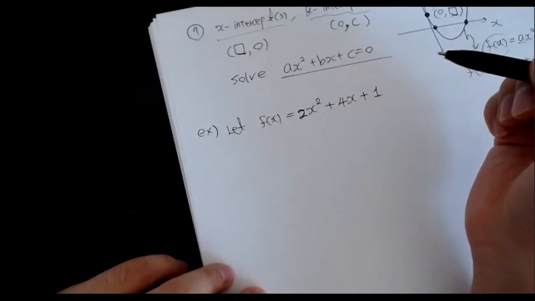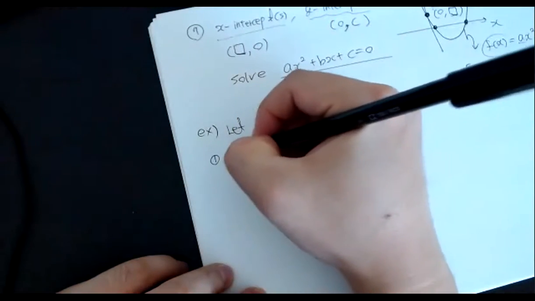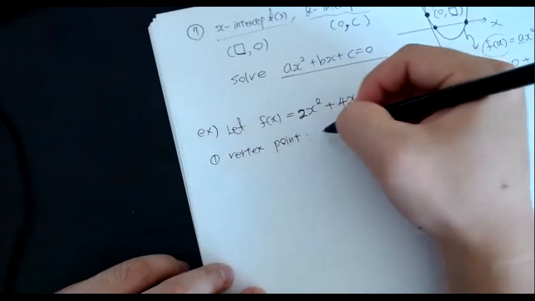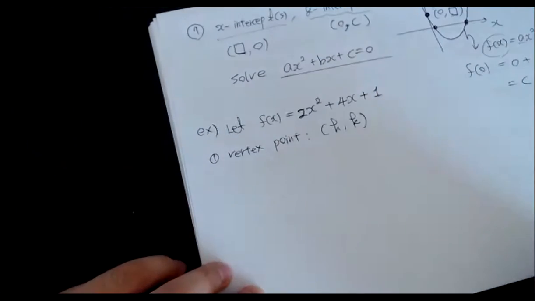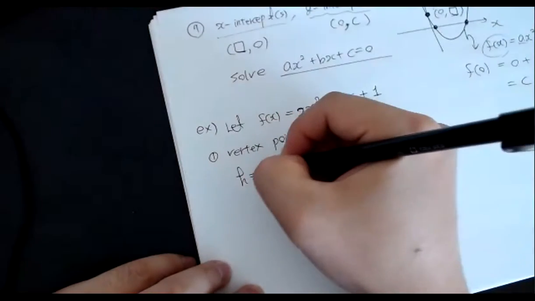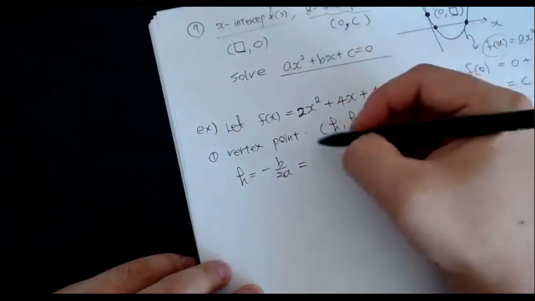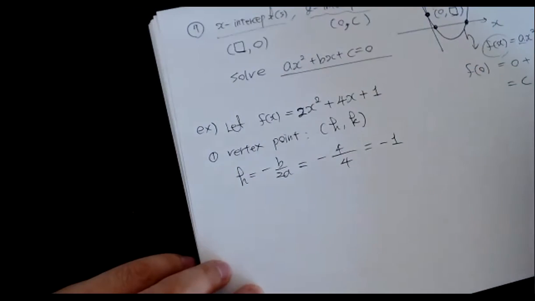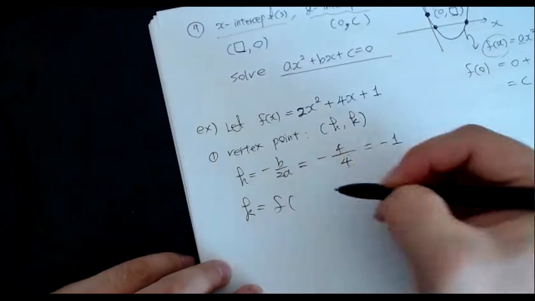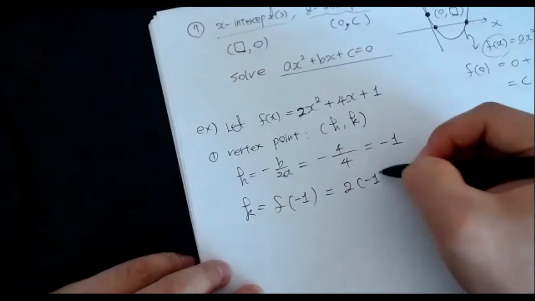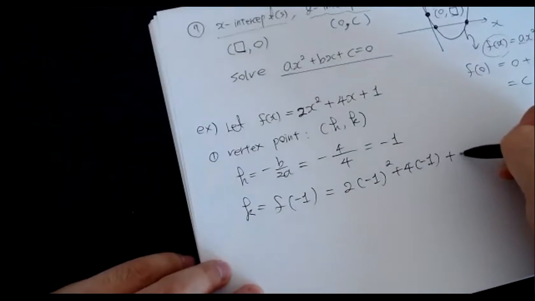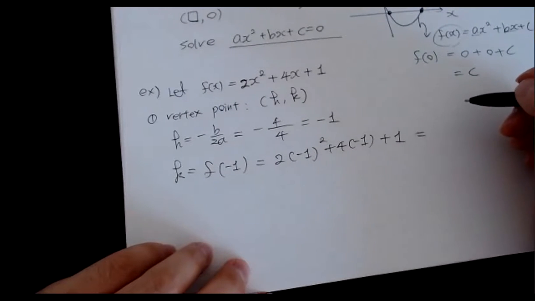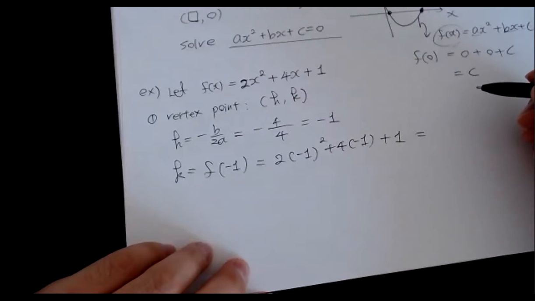Now, the first one, the vertex point, is h comma k. h is negative b over 2a. Here b is 4 and a is 2, so we get negative 4 over 4, which is negative 1. Then k is f of negative 1, which is 2 times negative 1 squared plus 4 times negative 1 plus 1. So that's 2 minus 4 plus 1, which is negative 1.